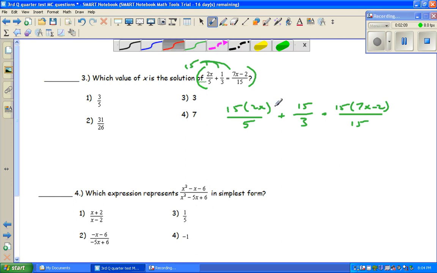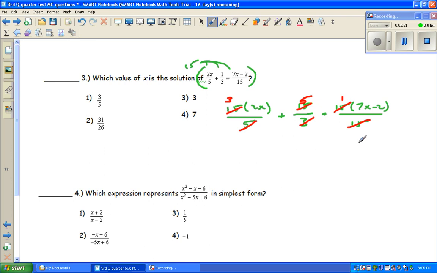Again, we do that just like we did before in order to cancel the denominators. 5 goes into 15 3 times, 3 goes into 15 5 times, and the 15s take each other out completely, and when they do that, they become 1s. So we have nothing in the denominator anymore. The numerator, we have 3 times 2x, or 6x, plus 5 equals 7x minus 2.